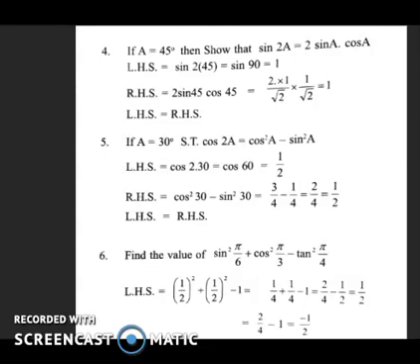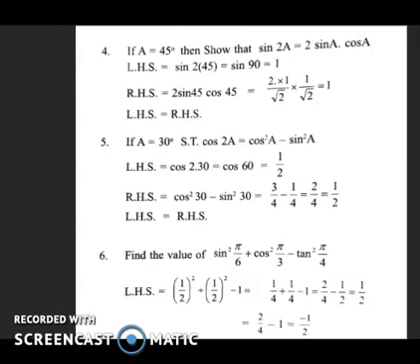Next question. If A is equal to 45 degree, then show that sin of 2A is equal to 2 into sin A into cos of A. Here, the angle A is given as 45 degree. Substitute in both the places of LHS as well as the RHS and substitute the value. You get the required LHS and RHS value.